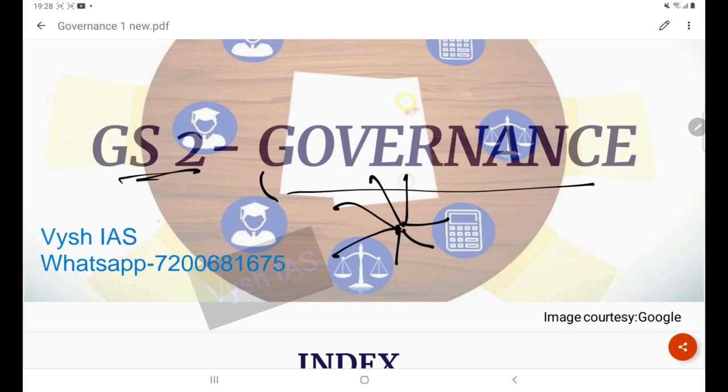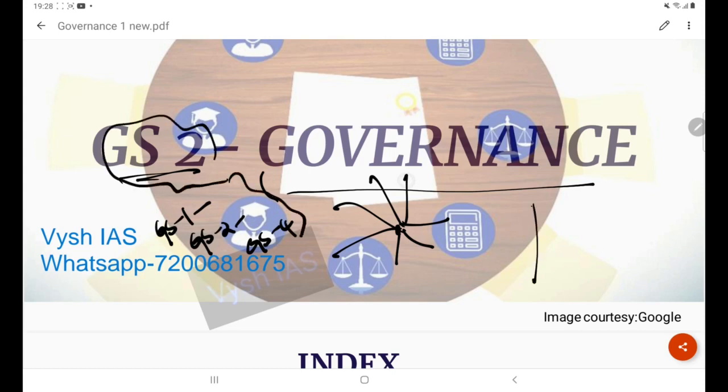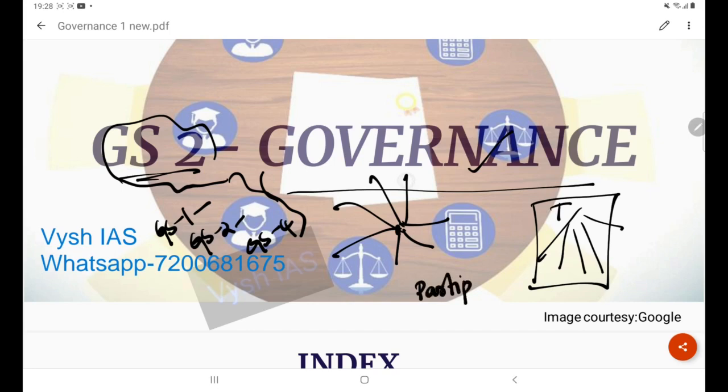This paper is having an overlap with GS1 society portion, then GS2 social justice, and GS4 ethics, etc. So some same topic will be coming in all these papers. So make a crux of this topic. Take a topic and make a note of this topic, and according to the subject you have to customize it. For example, if you are writing a governance answer, you have to give it a governance type of approach. Like you can use terms like participative governance, cooperative federalism. These are governance related terms.